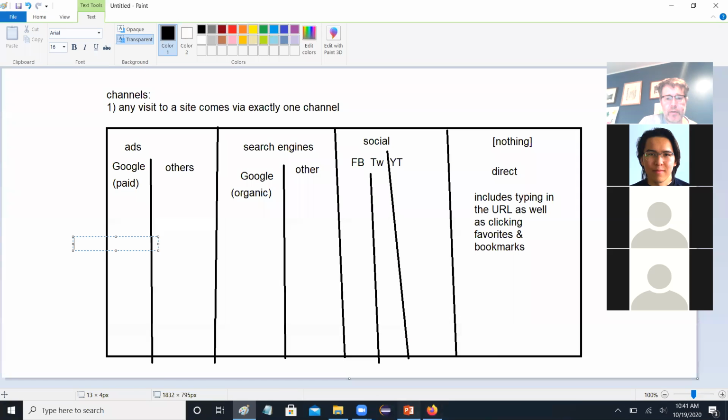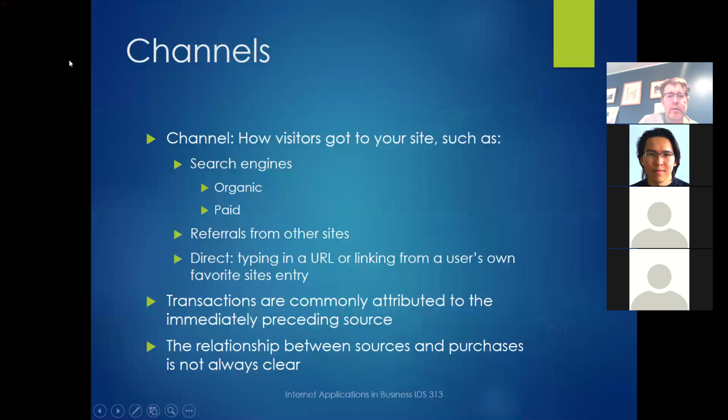Okay, what am I doing here? Okay. So transactions: when somebody buys something on the website, the transaction is typically attributed to the immediately preceding source. So for example, if you see an ad and you click on the ad and you go to the website and buy something, then in all the web analytics records of how effective that ad is, it's going to show that that ad led to that purchase.